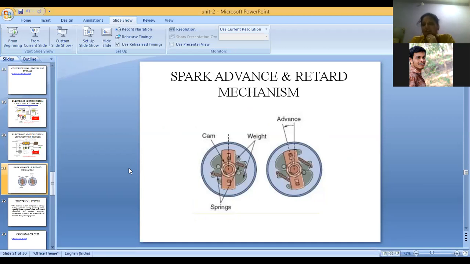So in order to eliminate this, we have a mechanism. Here, this is the cam, these are the weights, and these are the springs. When your camshaft is rotating at higher speeds, the weights will come out like this because of centrifugal force. As a result, depending upon the speed of the engine, the ignition will take place, so there is no chance of advance or retard. When the weights come out, the spark will generate. Okay, this is the spark advance and retard mechanism.